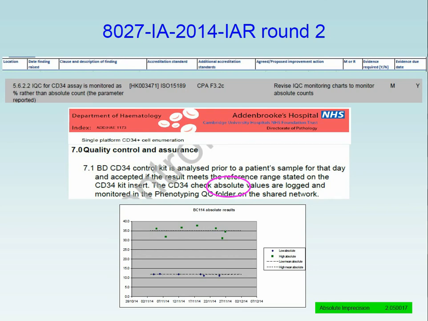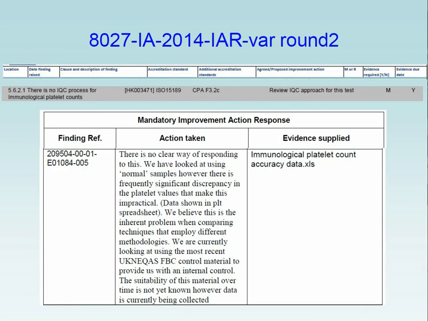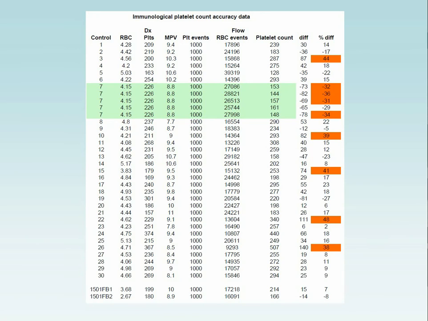The next one, no QC process for the immunological platelet count, and we made a statement along the lines that it was invalid to do it on a full blood count. And that was the data that we supplied, and we show that we've got really nice conformity within a sample, reproducibility in the sample, at sample 7 there. But you can see that some of them are 48% different, 41% difference. That's why you can't use a standard full blood count as QC material.